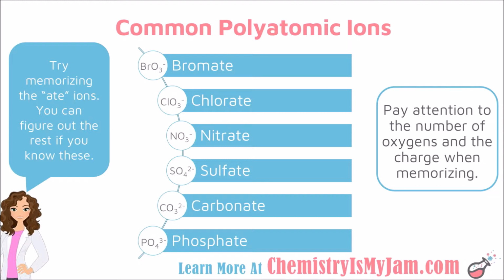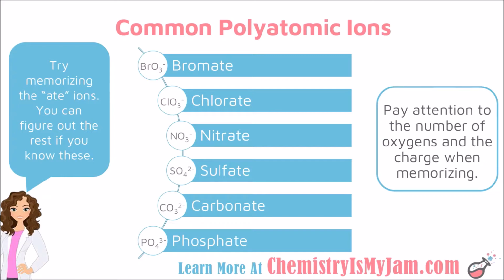One strategy for memorizing the polyatomic ions is to memorize the ATE version of the ions. So that would be the ions that end in ATE. All the ones that you have on the screen in front of you are ATE polyatomic ions. I have them listed in order of charge. Notice that the first 3 have a charge of -1, these 2 have a charge of -2, and the last one has a charge of -3.